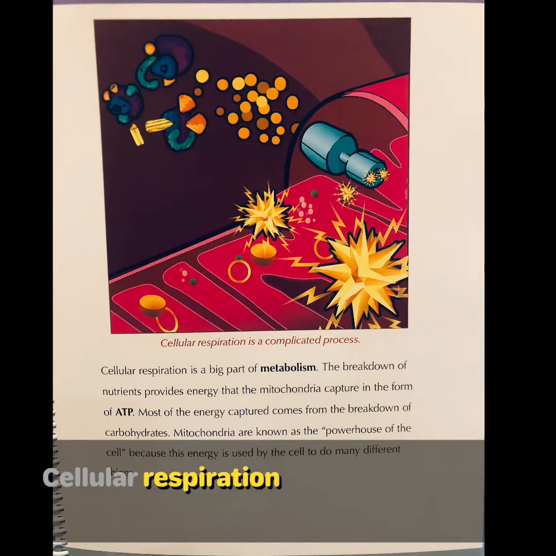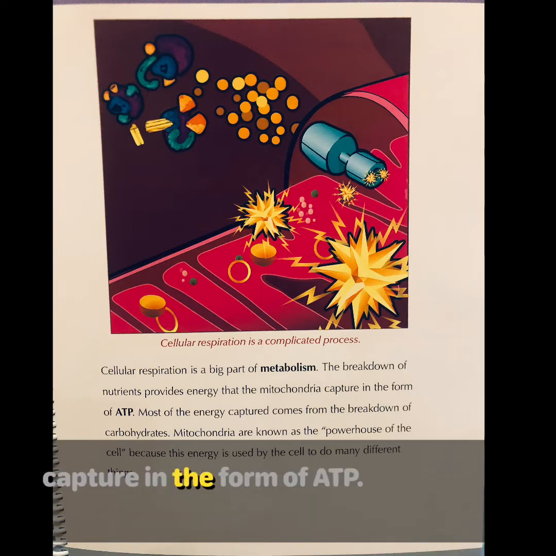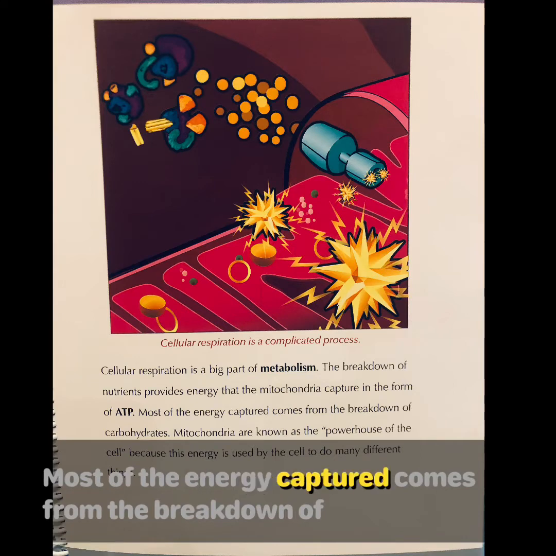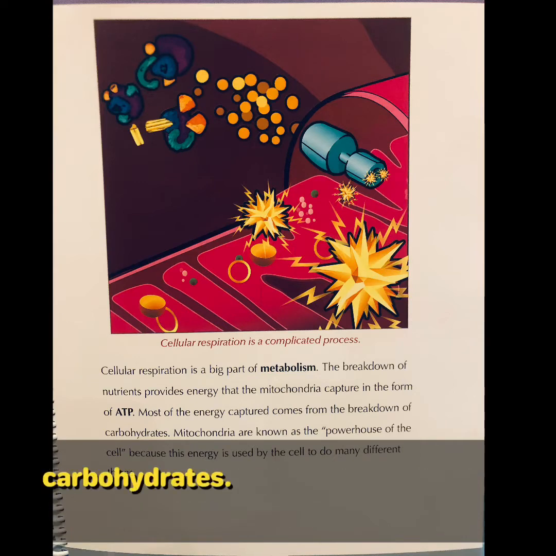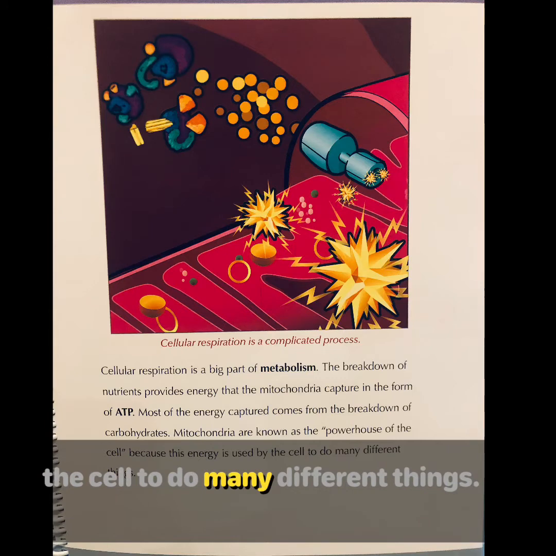Cellular respiration is a big part of metabolism. The breakdown of nutrients provides energy that the mitochondria capture in the form of ATP. Most of the energy captured comes from the breakdown of carbohydrates. Mitochondria are known as the powerhouse of the cell because this energy is used by the cell to do many different things.